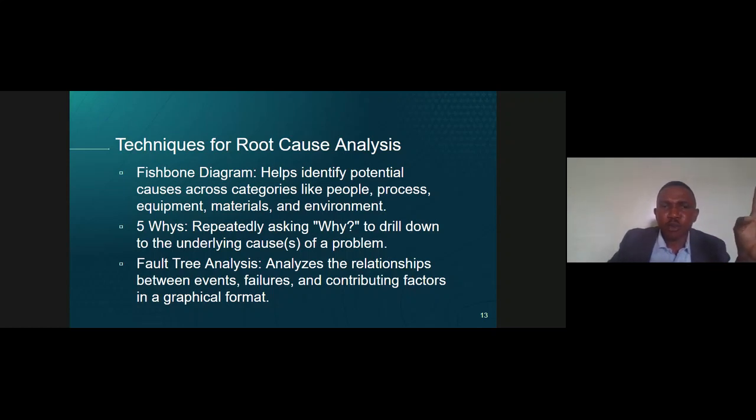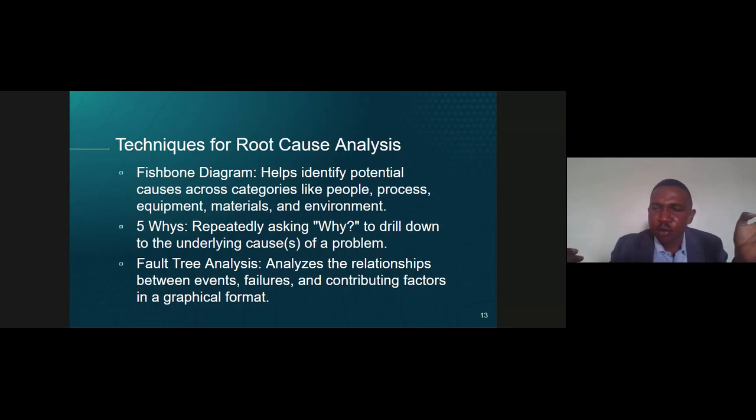So a breakdown of the three methods I mentioned: the fishbone diagram, the 5 why, and the fault tree analysis. They are used in different processes. For example, the fishbone diagram helps you to identify potential causes across personnel, your process, the equipment, the material, or the environment. That's what the fishbone helps us to identify. So you see that it captures a lot of things: people, process, equipment, materials, and what? The environment. That is what the fishbone diagram does.